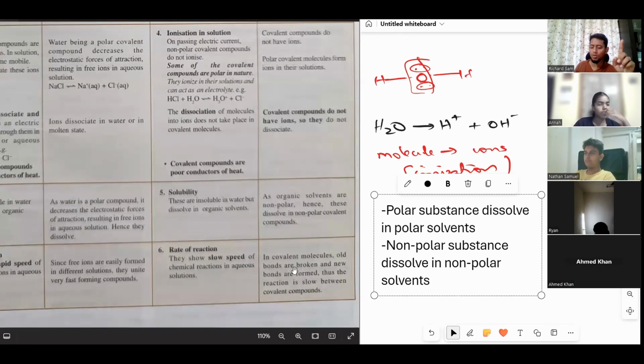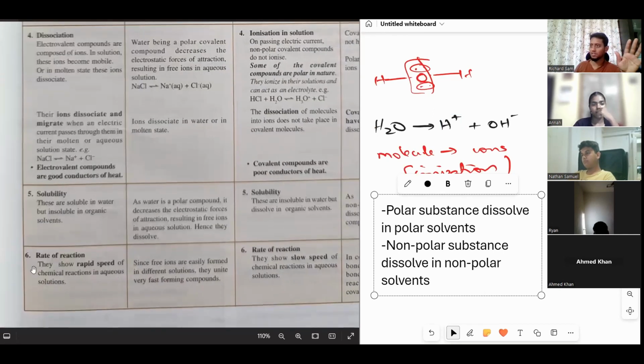In covalent compounds, the rate of reaction is slow. In covalent compounds, old bonds are broken and new bonds are formed. Thus, the reaction is slow between covalent compounds. See, bonds have to break. Like H2O has to break to form ions. This process of breaking into ions takes some time, and then that has to again join with other ions and form new compounds. That's why covalent compounds are slow in reactions. For electrovalent, they're already ions, so they can easily join with opposite charges, and the reactions take place fast. Okay, this is the difference.